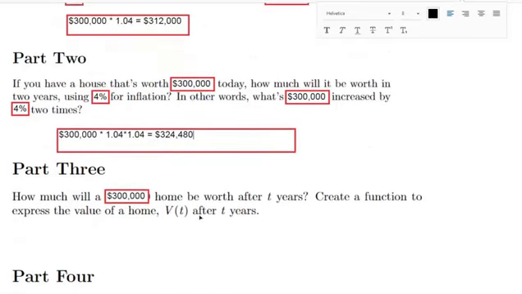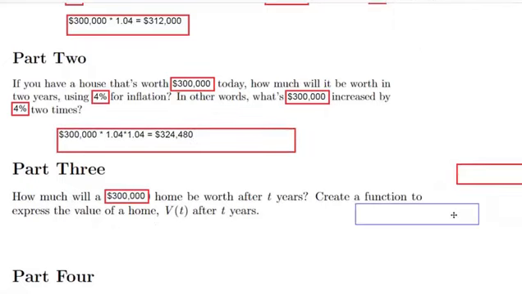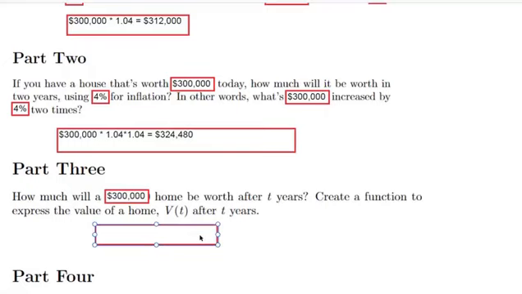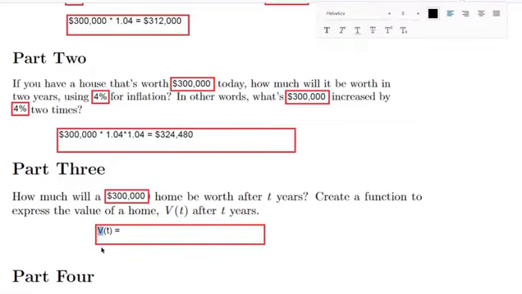Because in part 3, we're supposed to create a function. It's supposed to be a function that represents how much money our home is worth, the value, after a certain amount of years. Okay, so that's how we start a function. This is the range variable, this is the dependent variable, and this is the independent variable. So this means you plug in a value for t, and it gives you the value for v. You plug in a number of years, and it will spit out the value of the home. And so this is like your y variable.